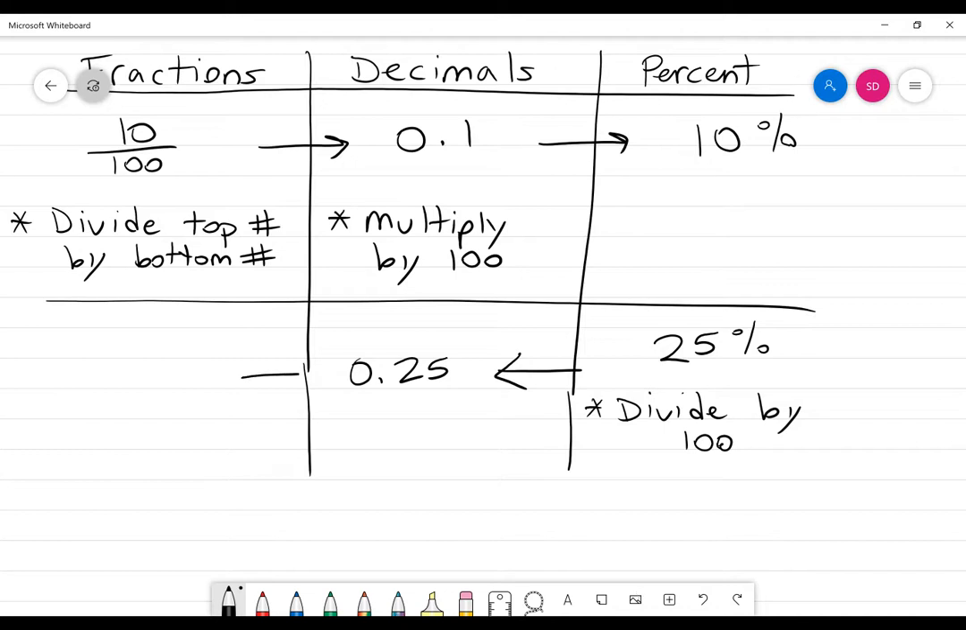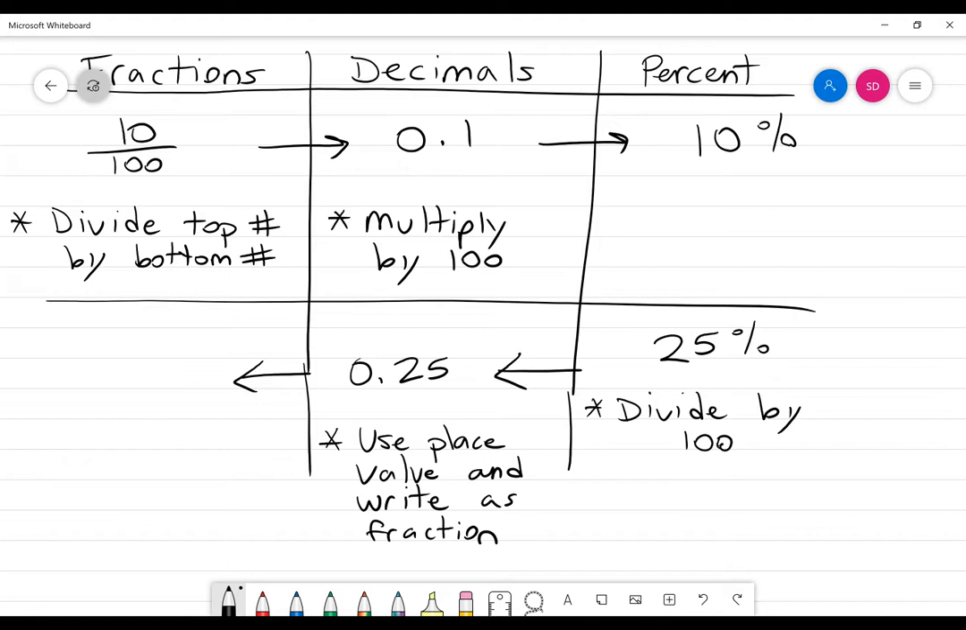To convert that into a fraction, you use place value and then you write it as a fraction. So the place value here, we're looking at the 5, because you look at the last digit when you're doing place value. So the way we say that number is 0 and 25 hundredths. So that means 25 out of 100.